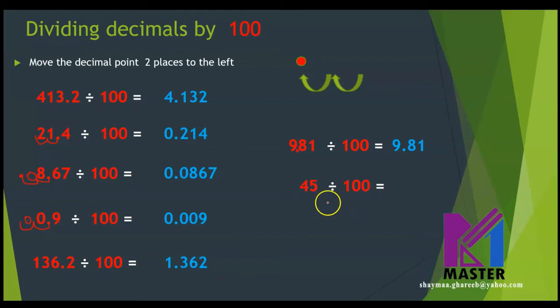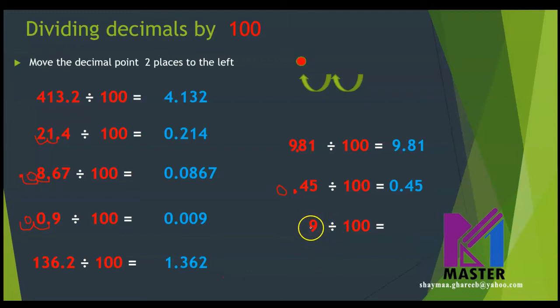45 divided by 100, I will do exactly the same. I will put a decimal point after 2 places. 1, 2, then I will put my decimal point. So can I write it .45? No, I have to put 0 because there is no number that starts with just the decimal point. I have to put 0 in the units place as a placeholder. So it will be 0.45 or 45 hundredths.